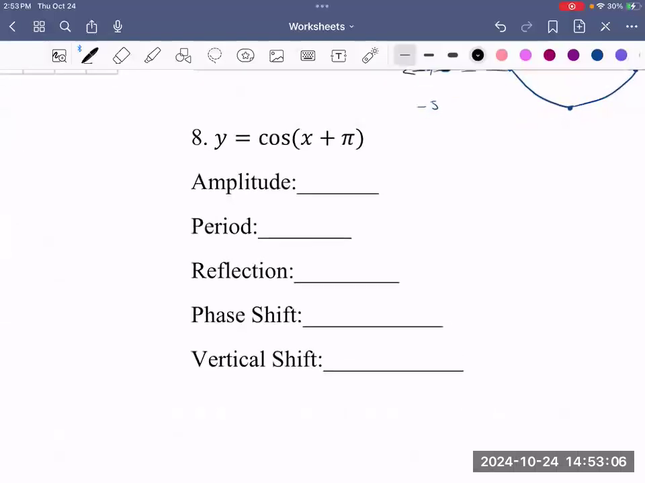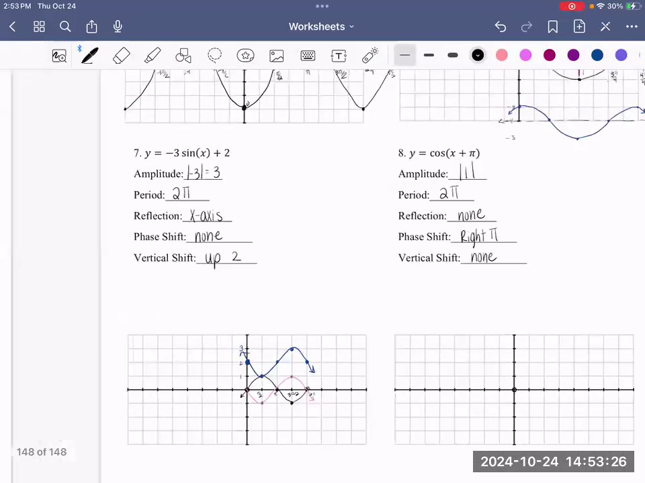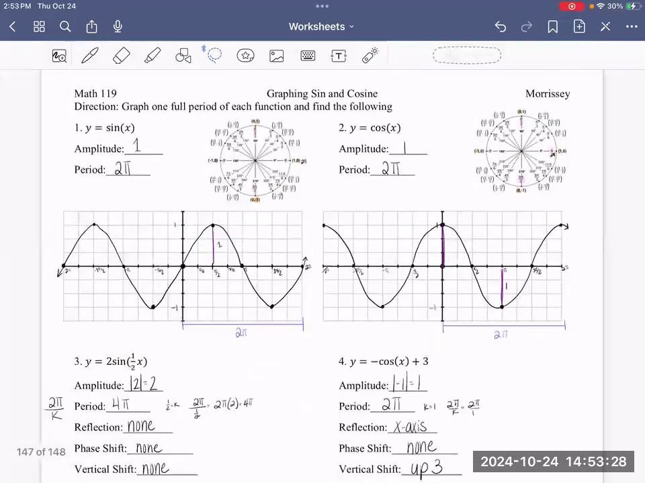Let's do number 8. So your amplitude is 1. Your period is still 2 pi. You do not have a reflection. You do have a phase shift. We are going to go to the right by pi. And then we have no vertical shift. So let's take your cosine graph, and I might just take this cosine graph here that we graphed before.